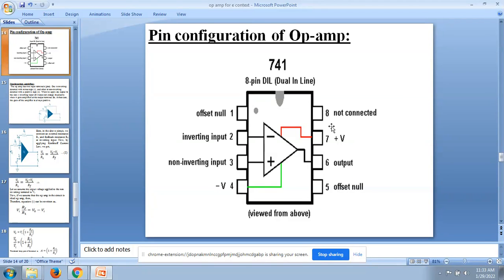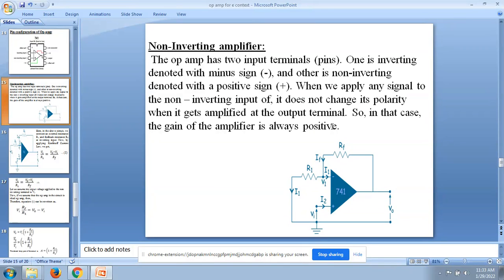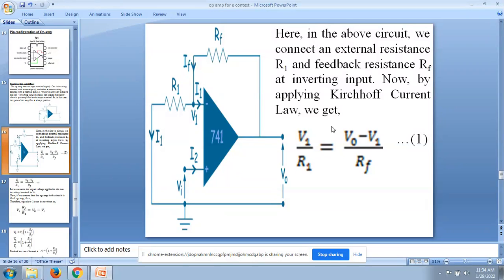So what is a non-inverting operational amplifier? Let's see. The op-amp has two input terminals, one inverting, that is minus, and one non-inverting, that is plus. When we apply any signal to the non-inverting input, it does not change polarity when it is amplified at the output terminal. So it is the case where the gain of the amplifier is always positive. The non-inverting amplifier has a gain which is always positive and will not change with the polarity. Then this is the diagram of the non-inverting amplifier.